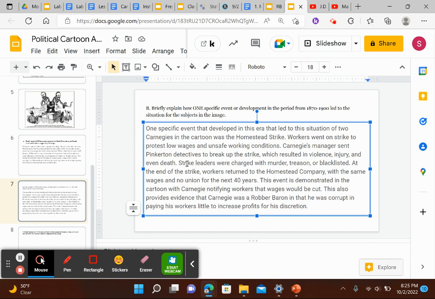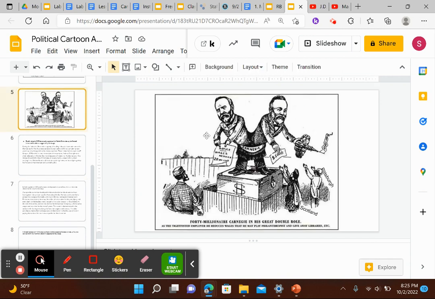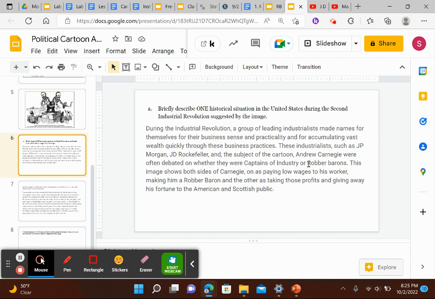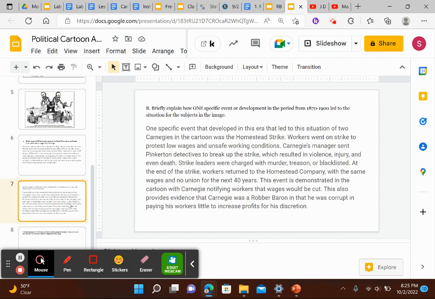So I talk about a specific event that relates to this picture, even though it doesn't say anywhere in here Homestead Strike. We know that the Homestead Strike is about this wage cut and this abolishment of the sliding scale. But I have to make inferences here. And I give a little bit of background on what happened at the Homestead Strike and how it resulted in no wage increase and no union for the next 40 years. And then I also tie it back to this idea of robber barons and captains of industry.